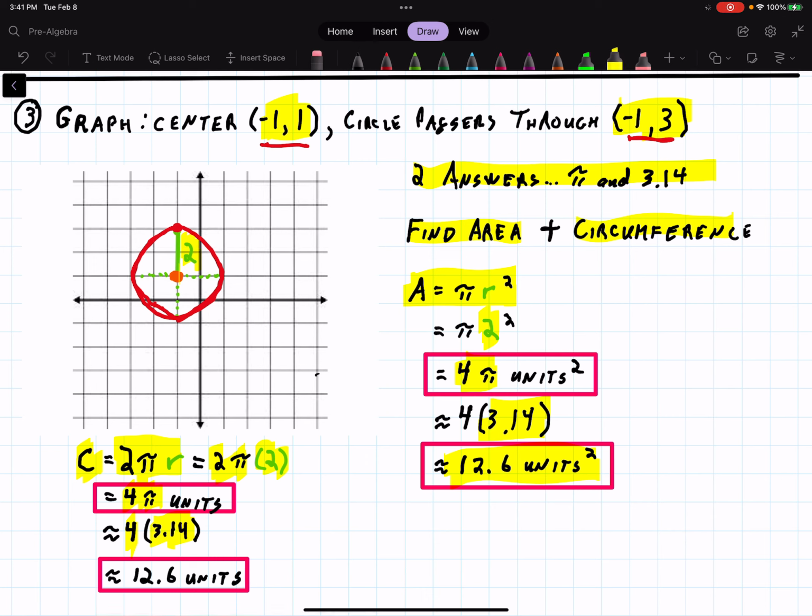So I've got the same answer in both sides, except circumference is a length. It's only units long, whereas area is an area, and that is always in units squared. But other than that, the calculations were the same.